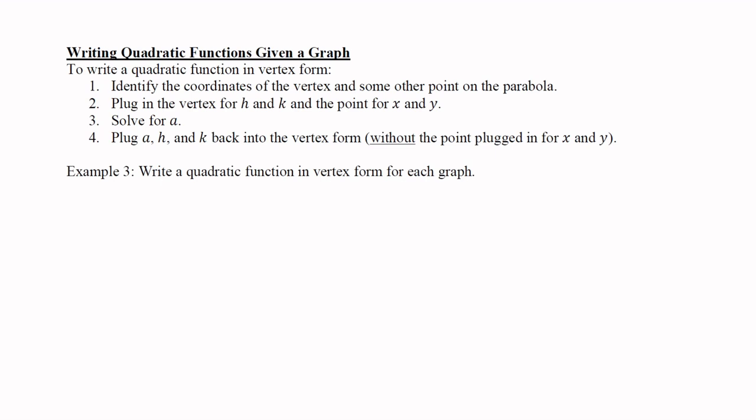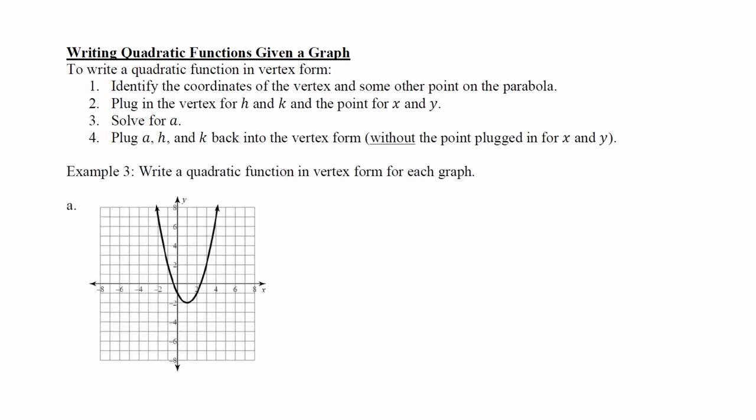So let's write the quadratic function in vertex form for each of these graphs, starting with a. We need to identify the coordinates of the vertex. So the vertex is (1, -2), and then some other point. It can be any point that cleanly goes through the coordinate plane. So here I've just chosen (3, 2) as a point that we can use.